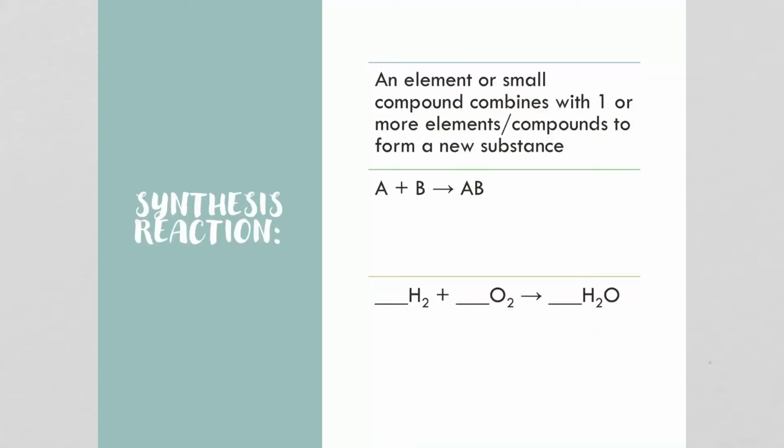In a synthesis reaction, an element or a small compound will combine with one or more elements or compounds to form a new substance. So the general formula is A plus B makes AB. If we look at the example we have here, we have hydrogen reacting with oxygen to make water. We can see that the reaction isn't balanced, so we would put a 2 here to give us 2 oxygens on the product side. But now we have 4 hydrogens, so we need to put a 2 here. So that is the balanced chemical equation.